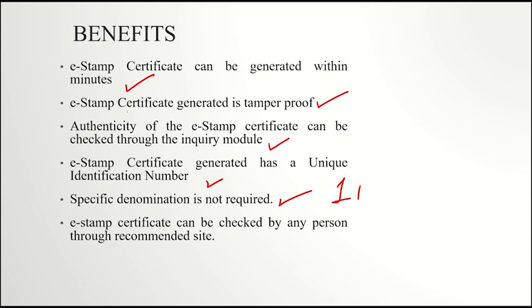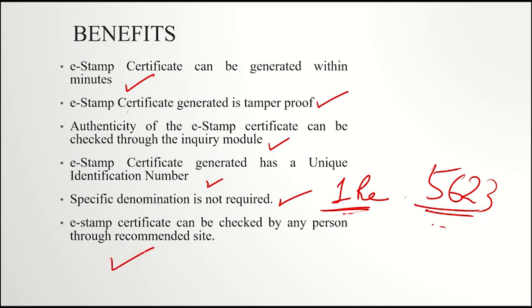So even for 1 rupee, if you want, you can take an e-stamp. Even for some odd number like 5623, you can take the e-stamps. So e-stamp certificate can be checked by any person through the recommended website. So that is the advantage. So that comes to the end of this chapter, and we have understood all the concepts relating to the Indian Stamp Act.